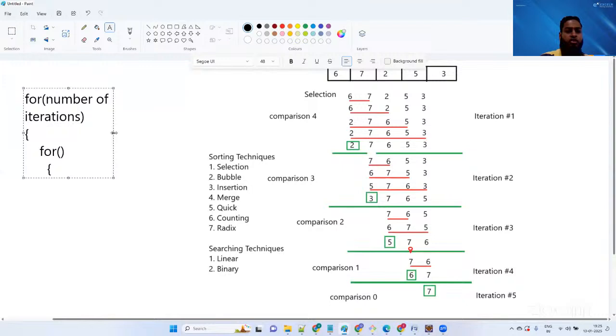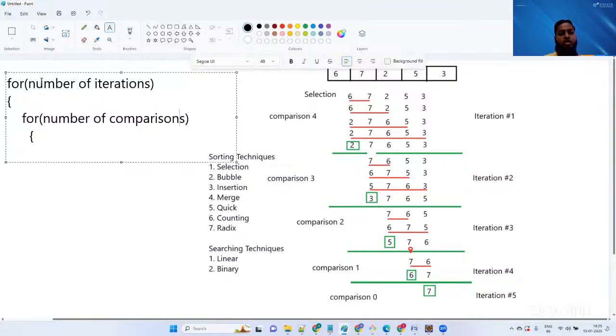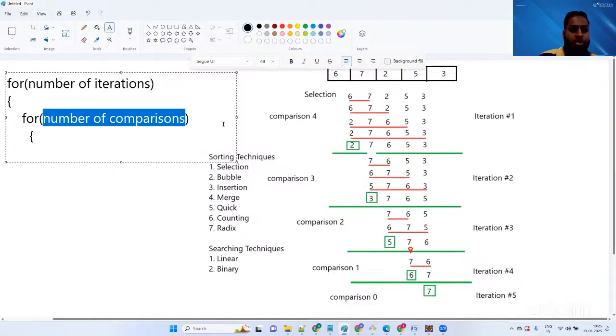What do you write in the outer for loop? Number of iterations. And in the inner for loop, you write number of comparisons. So in the outer for loop, you write number of iterations, and in the inner for loop, you write number of comparisons. So here, how many iterations do I have?